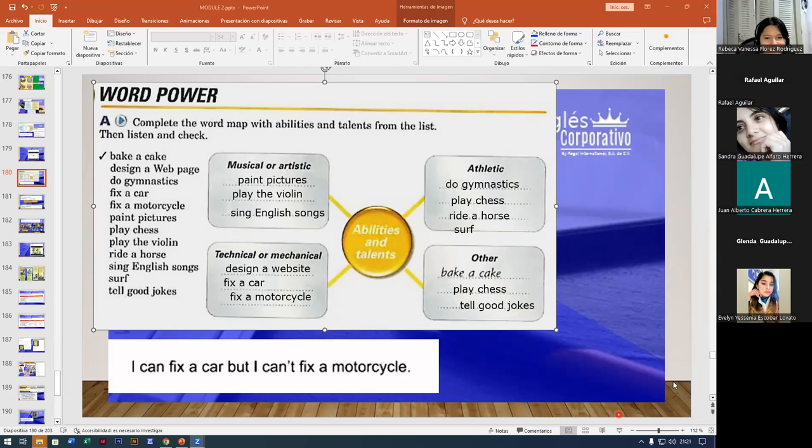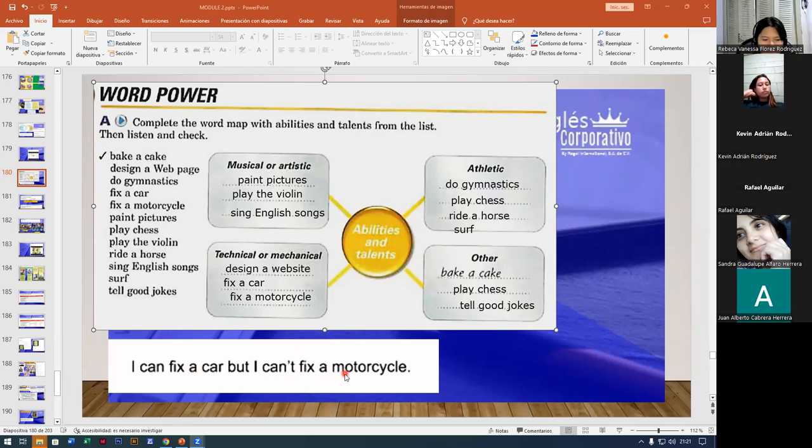What about you, Evelyn? Tell us one ability and one inability. Say one affirmative and the other one negative. Or it can be in the contrary order. Okay. I can do gymnastics. But I can't ride a horse. Yeah, that's good. Very good. So we remember here about some abilities and also inabilities.